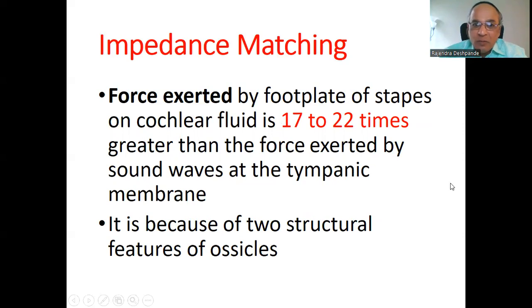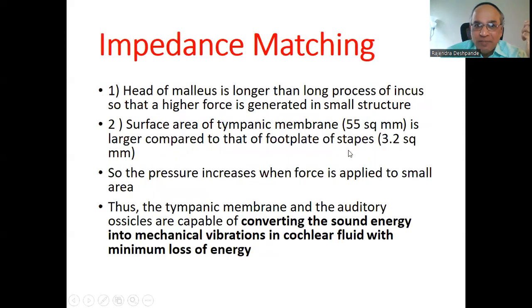It is because of the two structural features of the ossicles. What is the interesting thing in the ossicles? The head of the malleus is longer than the long process of the incus, so that a higher force is generated in a small structure. The bones are short, but the structure is such that it can give more pressure.